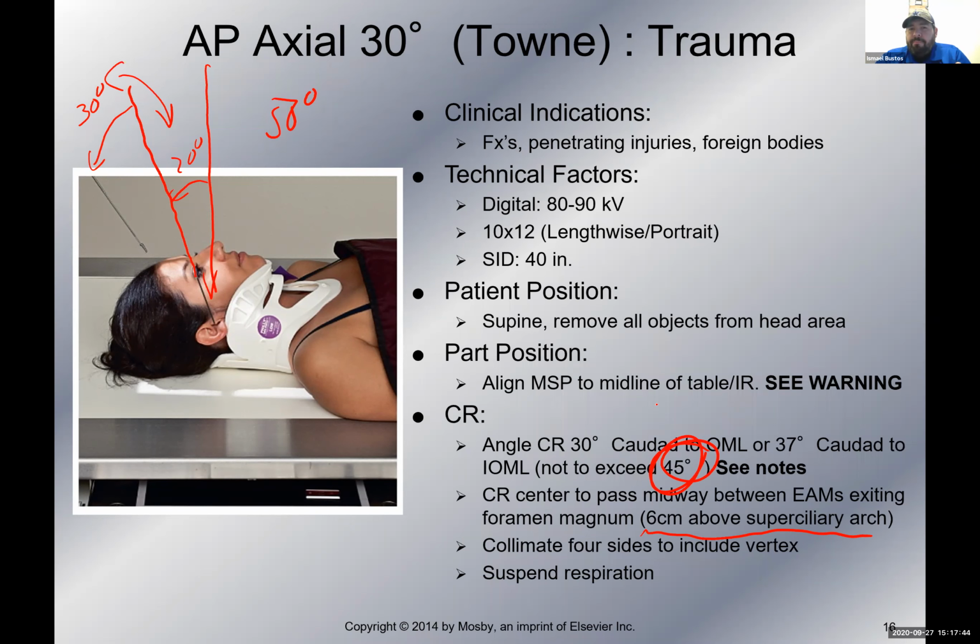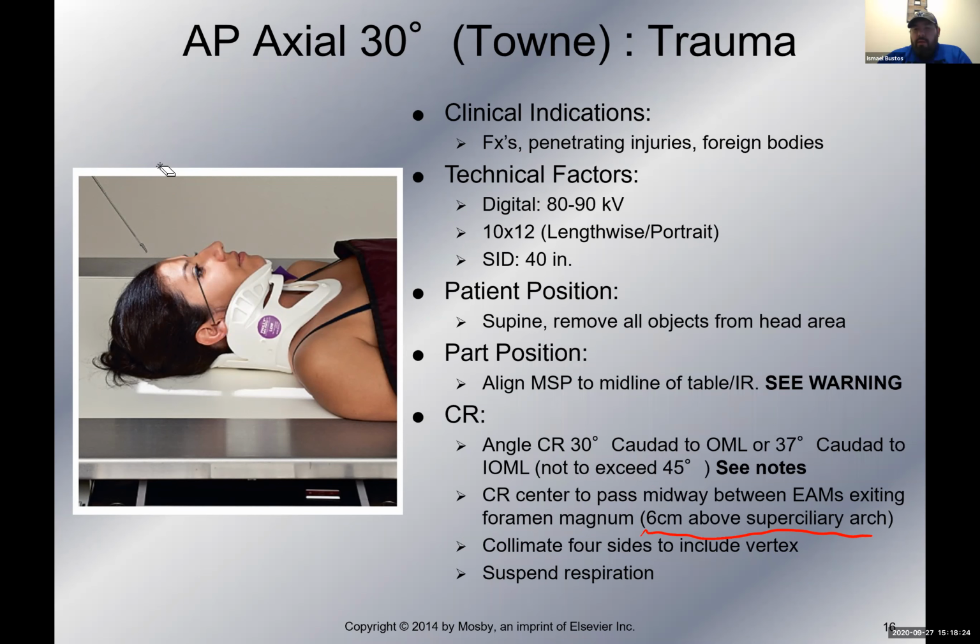So just remember, the total CR angle cannot exceed 45 degrees. We still want it to be 30 degrees from the OML, but we don't want it to be more than 45 degrees total, which means that the OML would have to be at least 15 degrees from the perpendicular, because then we could angle our full 30 degrees and it would still only be 45 degrees. All right, hope that makes sense. But the important thing is it cannot exceed 45 degrees. Okay.